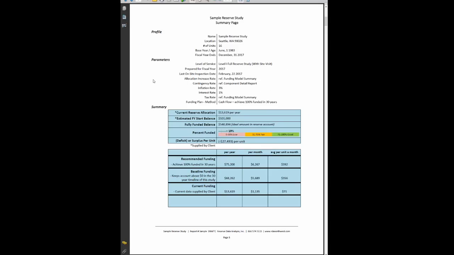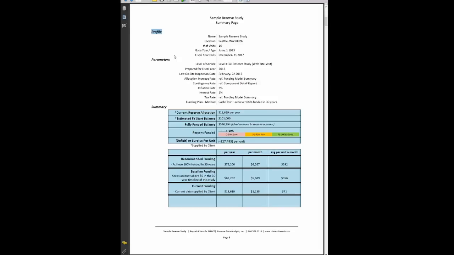Next is our summary page. On this page, you're going to find information, the profile of the community, just pretty basic, the name, number of units. Base year could be the year it was constructed, or a year that the building received significant remodels. Fiscal year, and that's just when the fiscal year for this organization comes to a close.